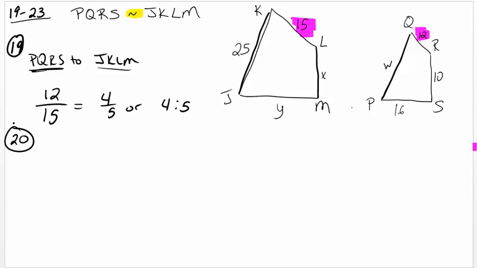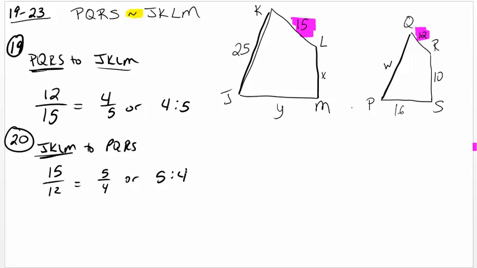Number 20 also asks you about a scale factor, but they switch the order. This one is the scale factor of JKLM to PQRS. JKLM is first, so that side must go on top. So this time I'm going to put the 15 on top. PQRS is second, so the 12 goes on bottom. So the scale factor of JKLM to PQRS is 5 over 4, or you could write it 5 to 4 with the colon.